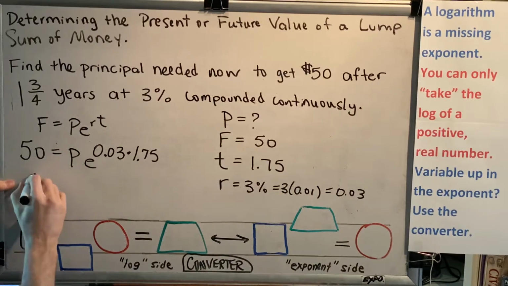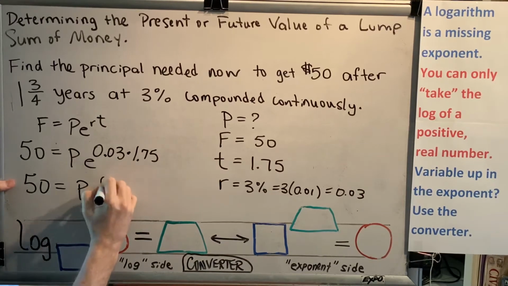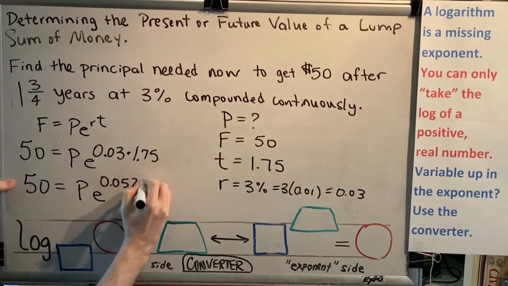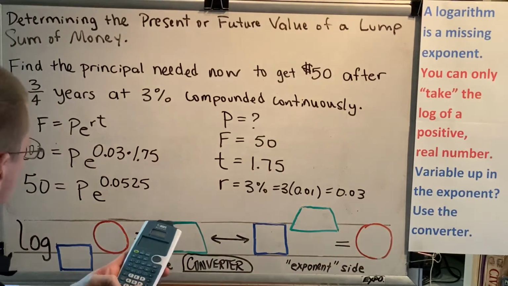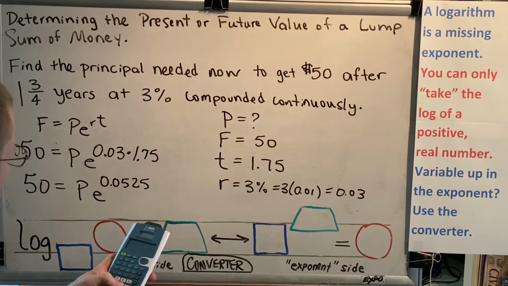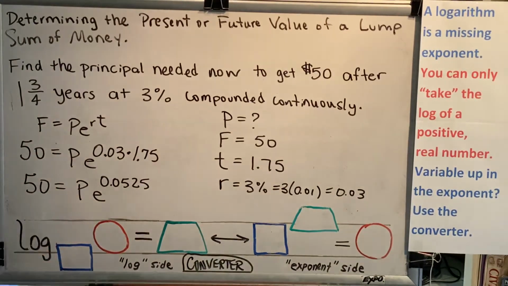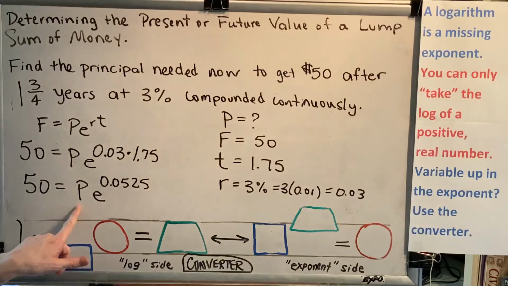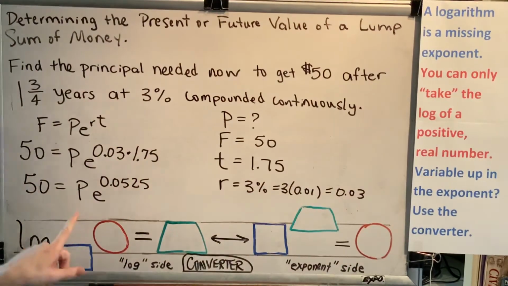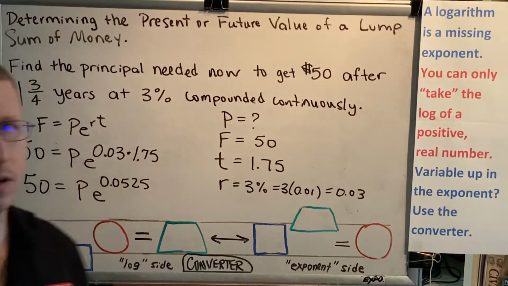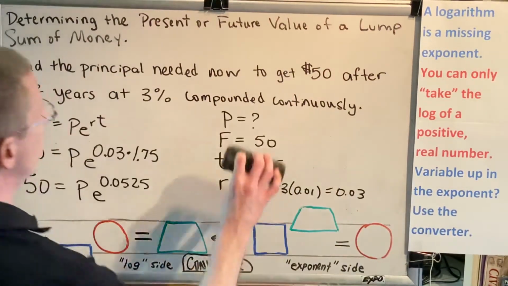Let's do a little bit of simplifying here. 50 is equal to P e to the, I'm going to multiply these two decimals, 0.0525. I'm going to make sure that I did that correctly. 0.03 times 1.75, 0.0525. We're good. Now, let's pause for a moment and think. P is the variable we're looking for. When the variable you're looking for is up in the exponent, use the converter. Is this P up in the exponent? The answer is no. So we will not use our converter for this problem.